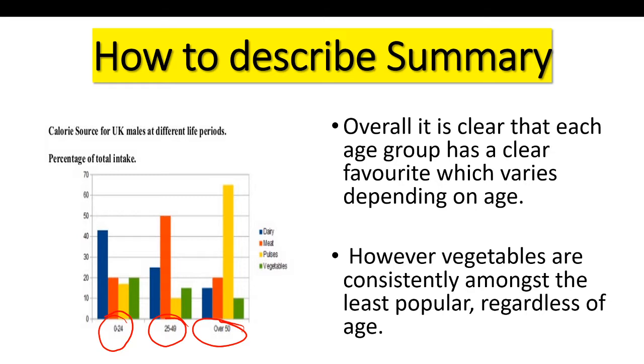However, vegetables are consistently amongst the least popular, right? So the least popular was vegetables regardless of age. In all these categories, vegetables were least popular. The word least we use, which is the lowest one. For the lowest one out of the total categories, we use the word least for describing such a trend.